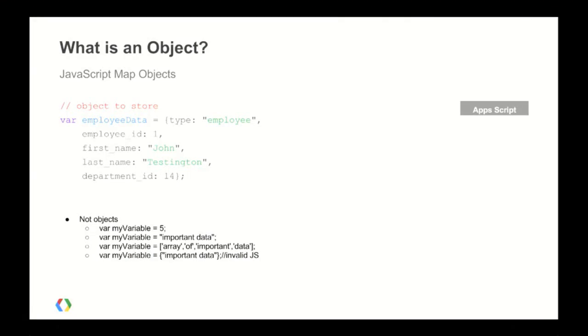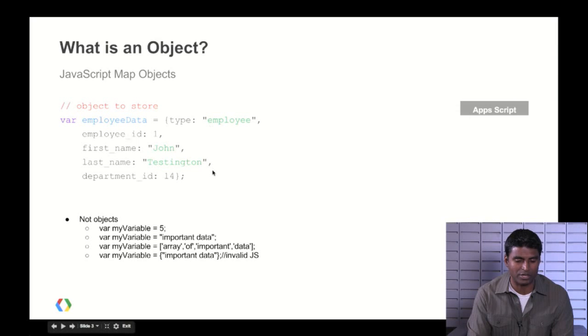In JavaScript, that's a nebulous thing. It's not really known to be an object-oriented language, but there are certainly objects in JavaScript. You can do a lot of interesting things here with what's called the JavaScript map object. This example here is an object. It's employee data. It has a type property, an employee ID, which is a numeric value, a few strings for names, and a department ID, which is also numeric. So that is an object. This is a map, as we call it, of names and values.